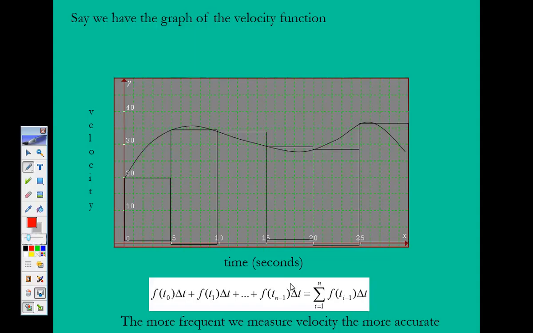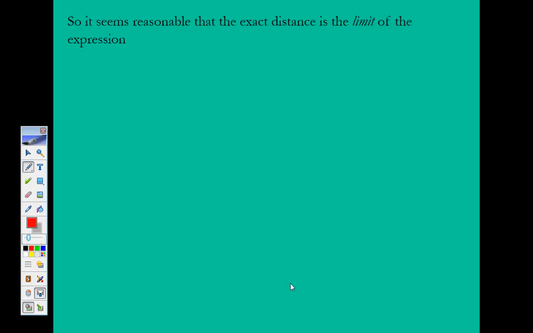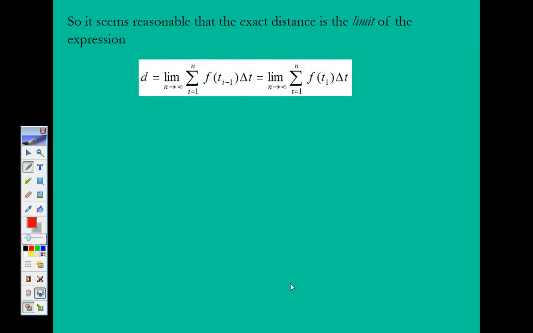Now if we wanted to get a more accurate answer, we could decrease the width of the rectangles to get more rectangles, and we could get a more accurate answer. So it seems reasonable now that if we took the limit of the summation of those rectangles, and we took n rectangles and then let n go to infinity, that would give us the total distance traveled on that interval.